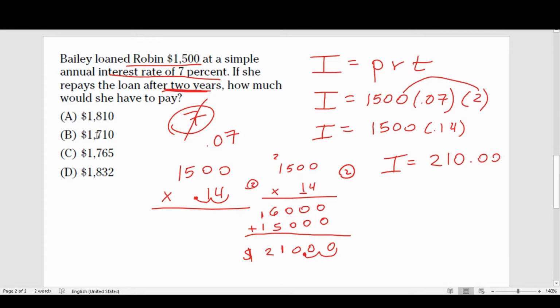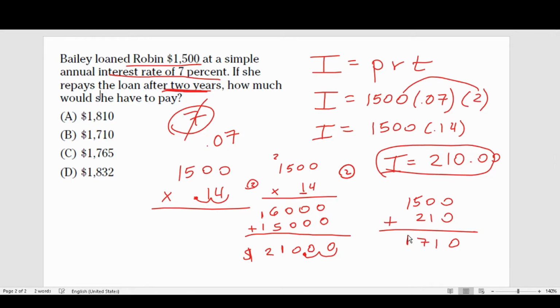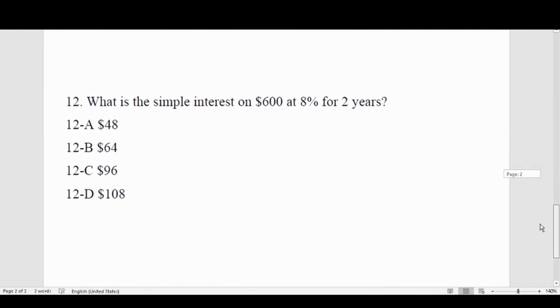Now, as you can see, that's not an answer choice, and as was the case in the last problem, we have to take this amount and add it to the principal. So we're going to do 1,500 plus 210 to find out how much money Robin has to pay back. 0 plus 0 is 0. 0 plus 1 is 1. 5 plus 2 is 7. 1 plus nothing is 1. So after 2 years, Robin would have to pay back $710. Okay?